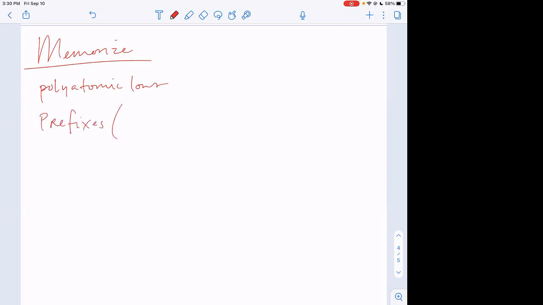Oh, for sure. So polyatomics. No, the prefixes. So prefixes. You need to know kilo and its relationship to the base unit. Centi, its relationship to the base unit. Milli. But I know y'all already have this memorized. So micro, and nano. Okay.